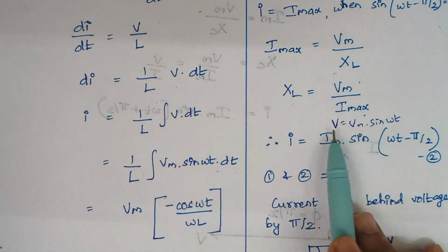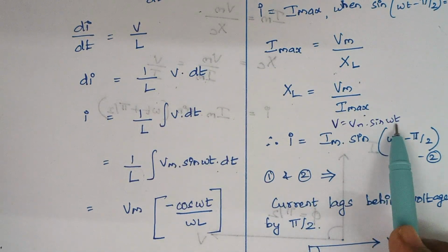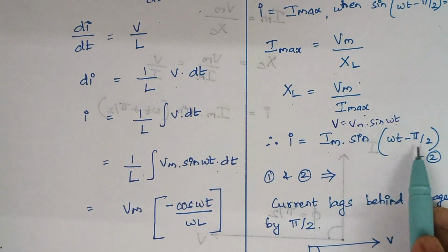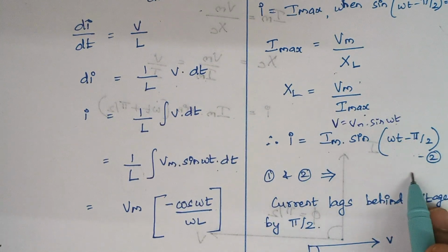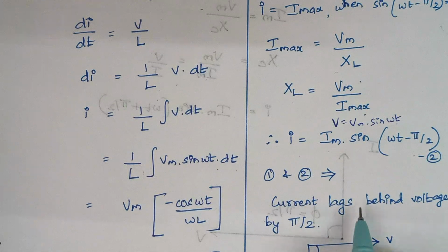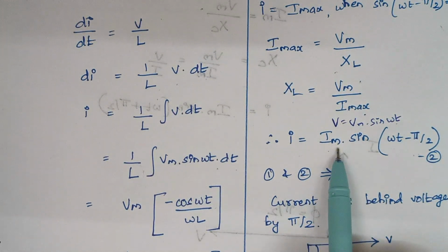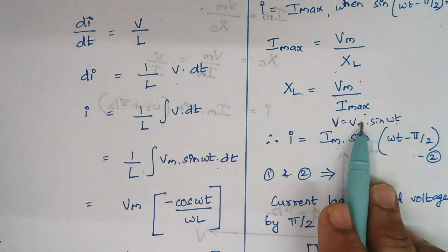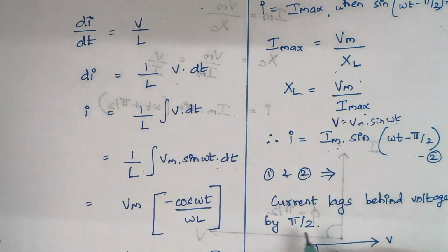Now when you compare the voltage and current here, you see here it is sin omega t, whereas here it is sin omega t minus pi by 2. Okay, there is some other angle here. So from these expressions we can conclude that the current lags behind the voltage by pi by 2. So this is the current. So this lags behind this voltage by how much angle? By this angle of pi by 2 here.